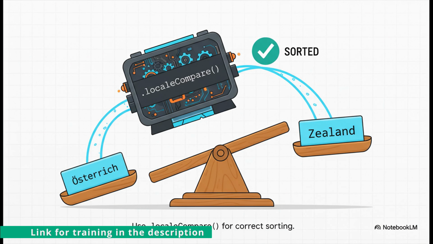Luckily, there's a proper tool for this job. .localeCompare. This method compares strings according to the alphabetical rules of a specific language, just like a person would. It returns a negative number if the first string comes before the second, which is exactly what we expect here. So for correct sorting, this is the method you have to use.